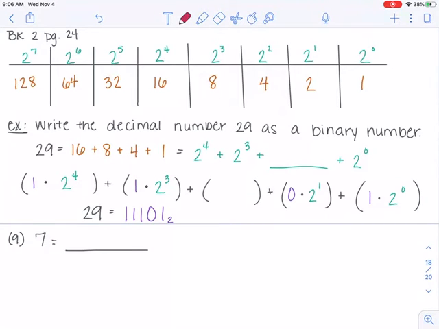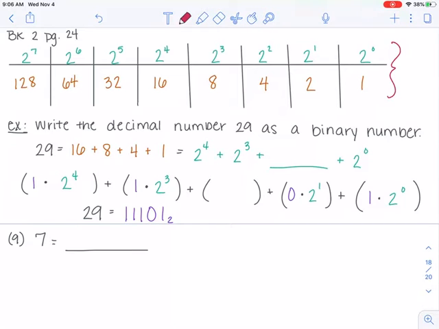Hey there, I'm on page 24 of your book, looking first at the yellow box. So that very top row there includes this chart that I have here: 2 to the 7th is equal to 128, 2 to the 6th is 64, 2 to the 5th is 32, 2 to the 4th is 16, 2 to the 3rd is 8, 2 squared is 4, 2 to the first power is 2, and 2 to the 0 power, or anything to the 0 power, is 1.